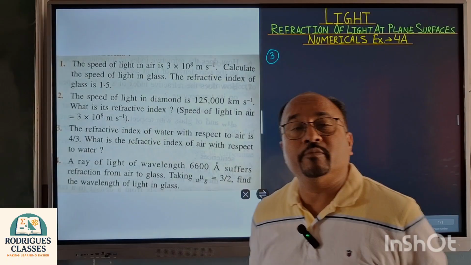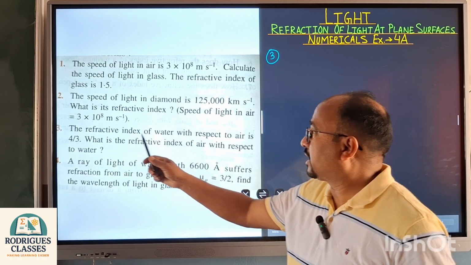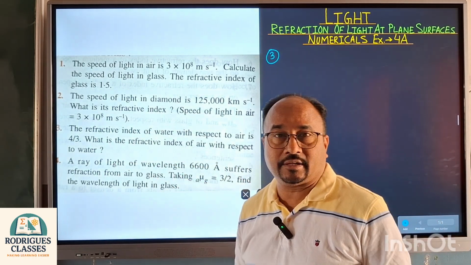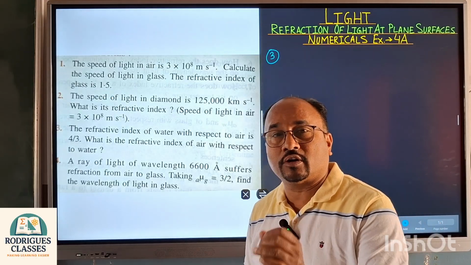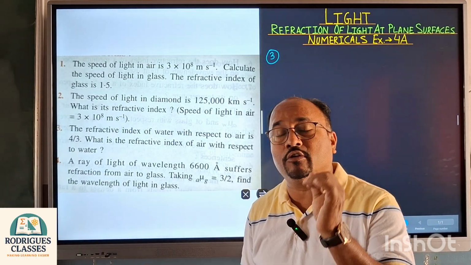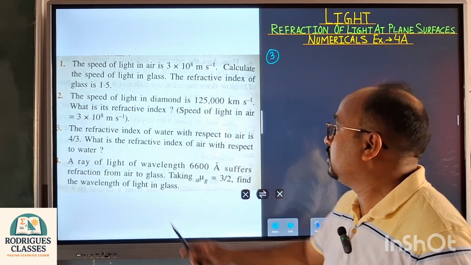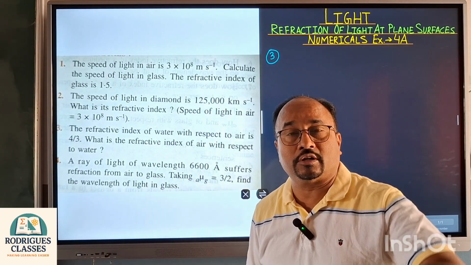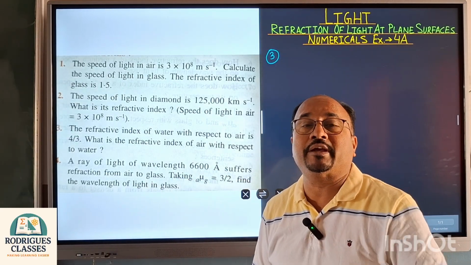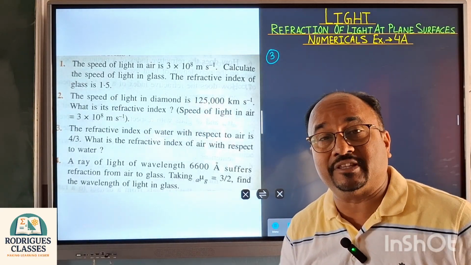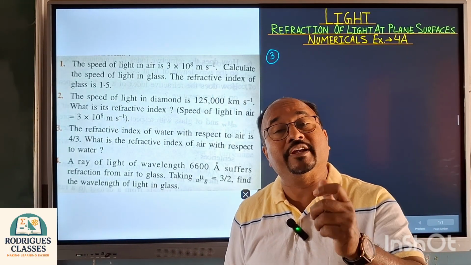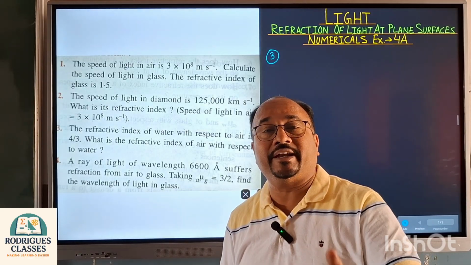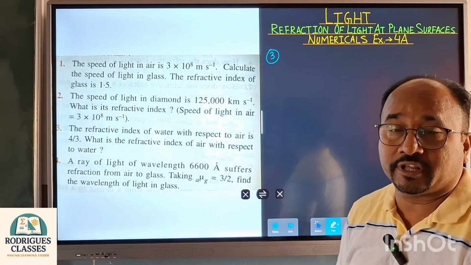Now let us see numerical number 3. The refractive index of water with respect to air is 4 by 3. Refractive index of water with respect to air means the value of A mu W is given to you. What is the refractive index of air with respect to water? Now it is the reverse. Air with respect to water you have to find, it means it is W mu A. So the relationship which we had seen based on the principle of reversibility of light will be followed here.